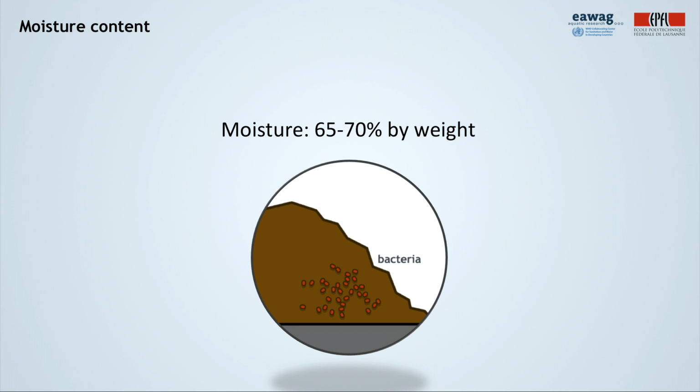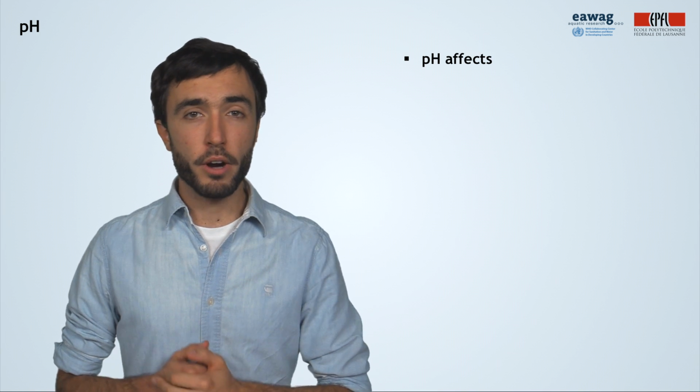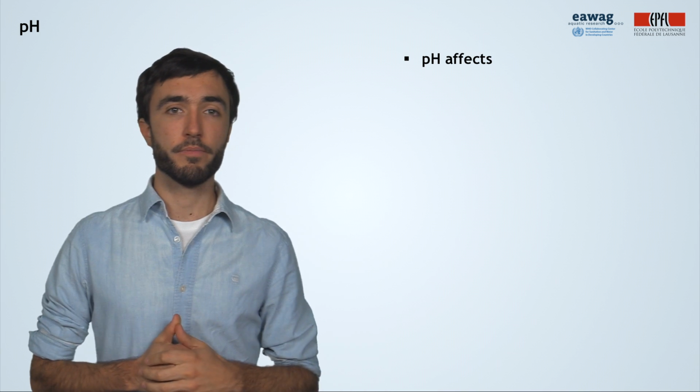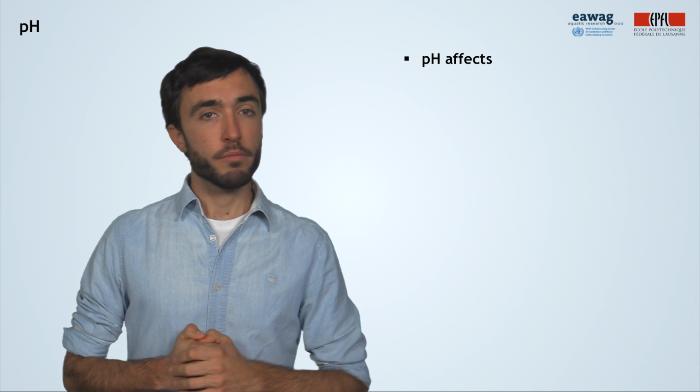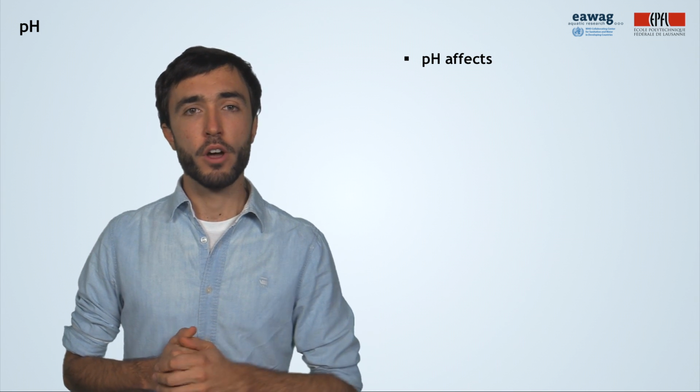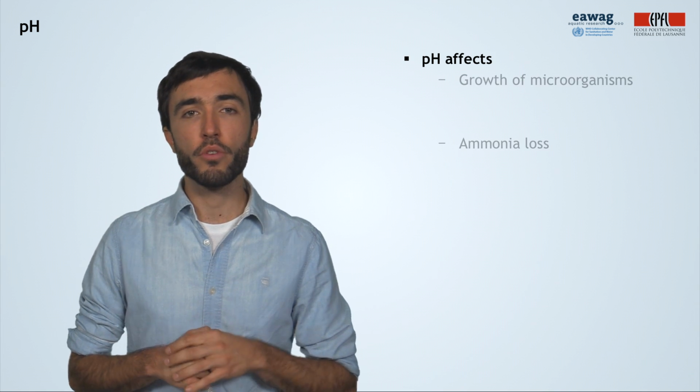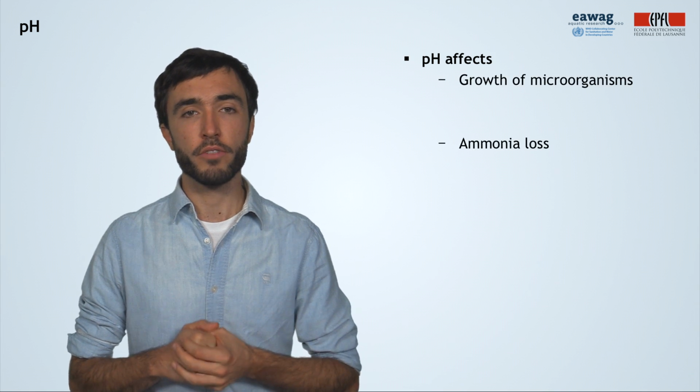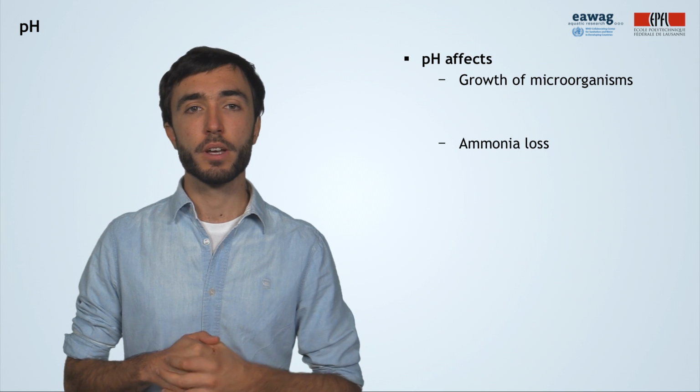In the supplementary material, you will find a quick method on how to determine moisture content. The next parameter in our list is pH. The acidity, pH lower than 7, or alkalinity, pH higher than 7, of the organic materials affects the growth of microorganisms and ammonia loss via volatilization.